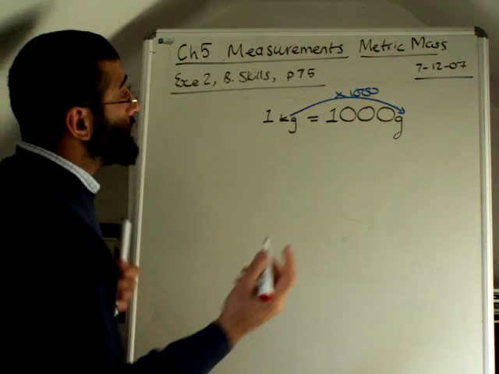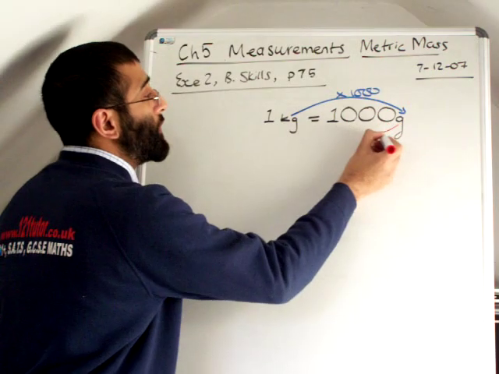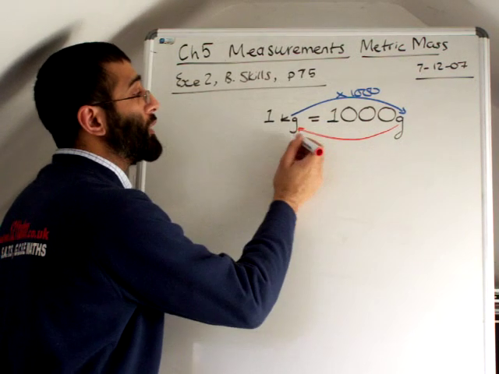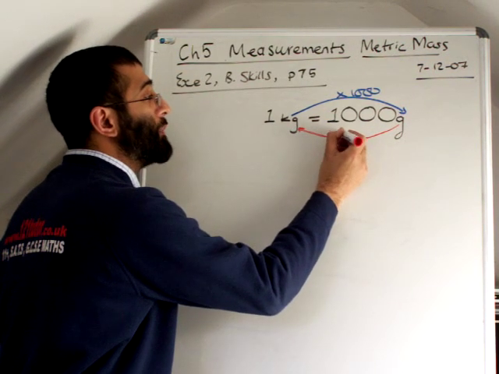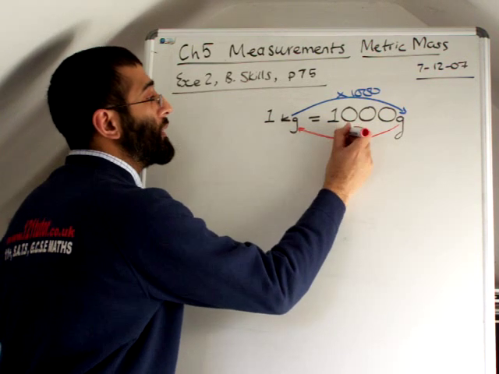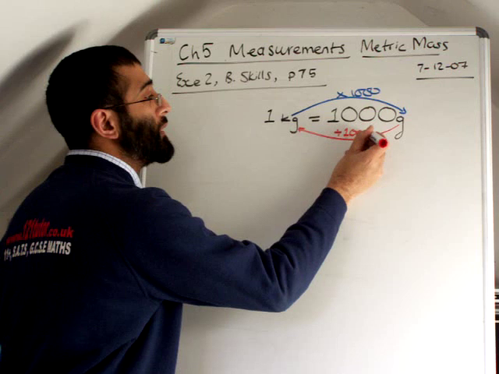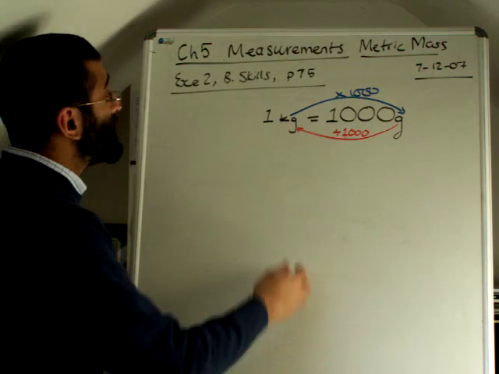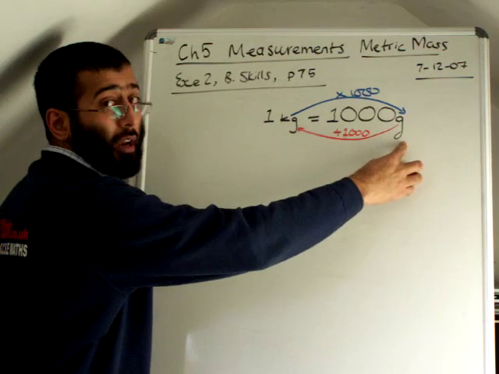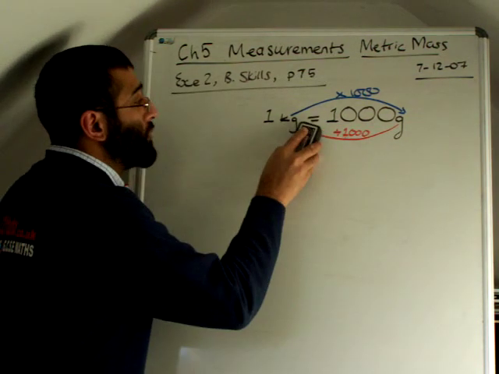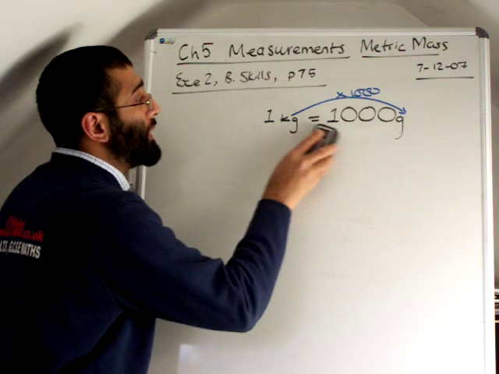Now if you go backwards, just for completeness, if you go from grams to kilograms, every 1,000 grams is 1 kilogram, so 2,000 will be 2 kilograms. So we have to then divide by 1,000. Today we're going to be looking at how to change kilograms into grams using the above one, so at the moment we're going to be following that method there.